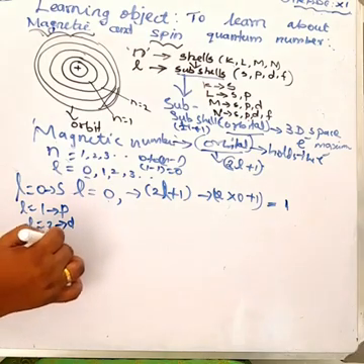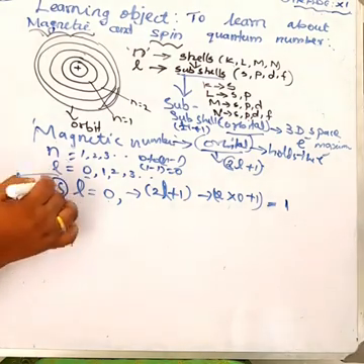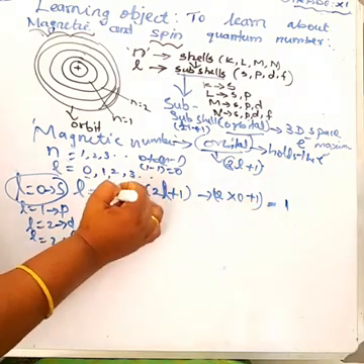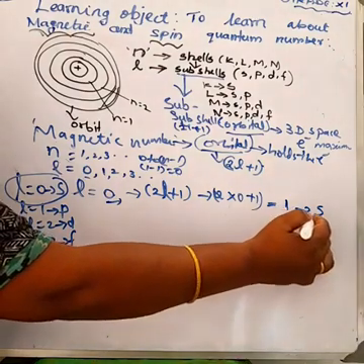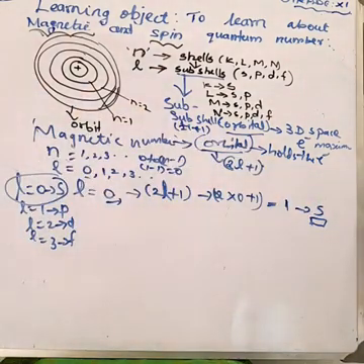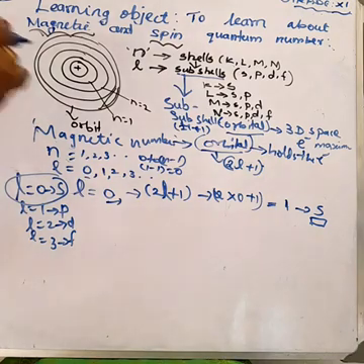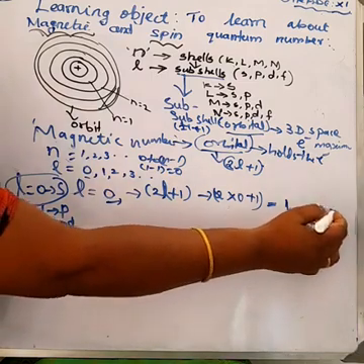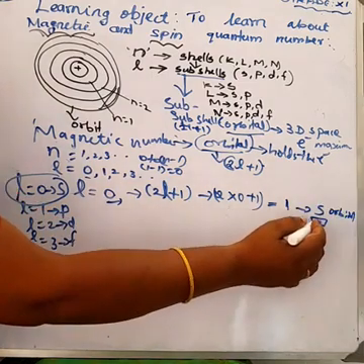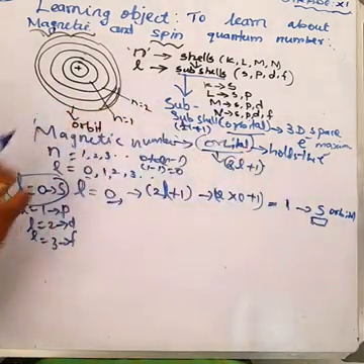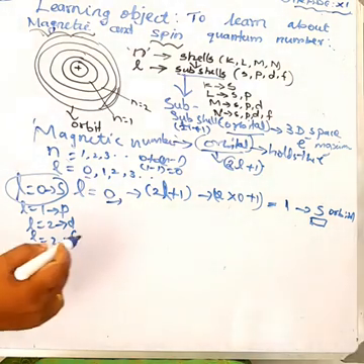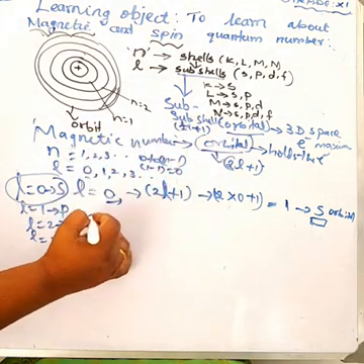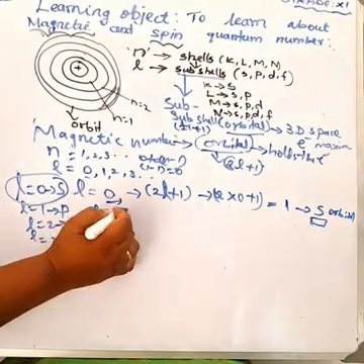So when l is equal to 0, it means the s subshell. Within the s subshell, how many orbitals are there? Only one orbital. That orbital we call the s orbital. Understood? When l is equal to 1, which is the formula? 2l plus 1.